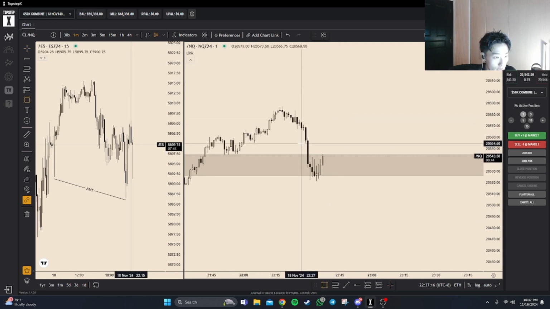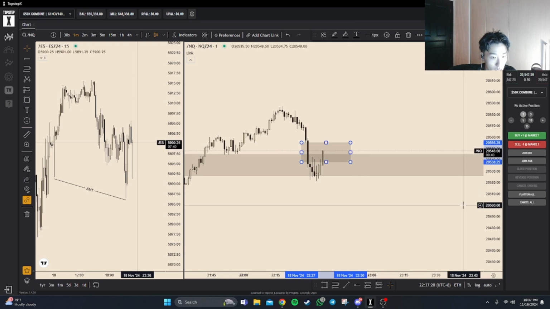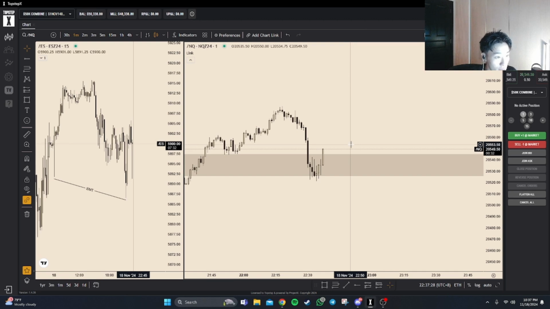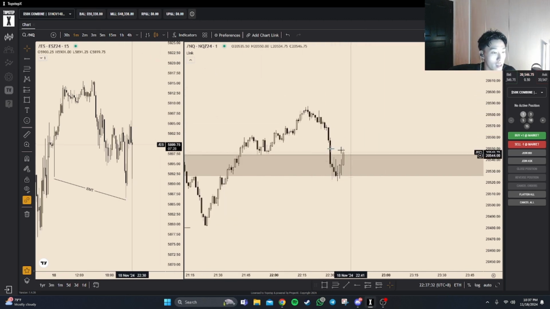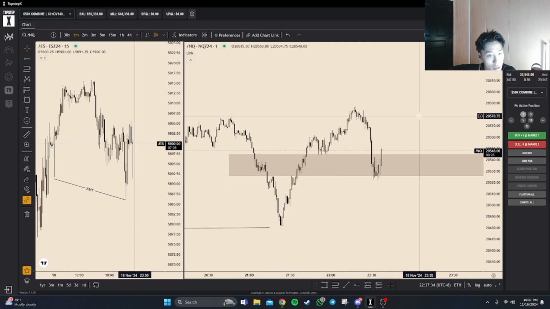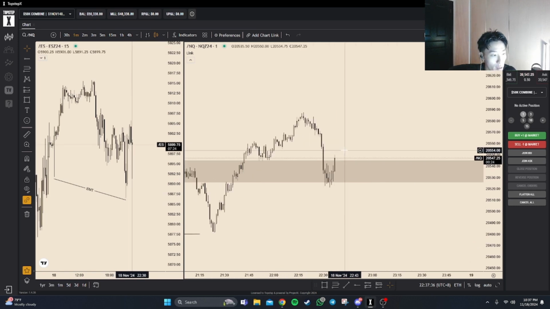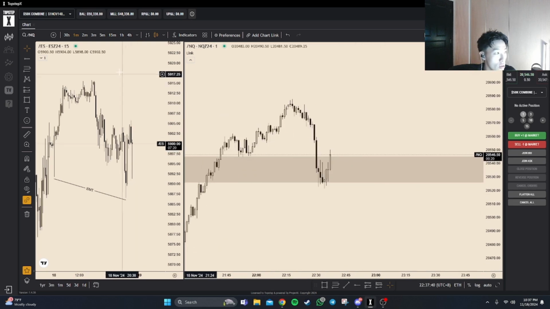And if I measure this, how much is it, a 17-point stop loss. It'll be more than that, so I'm not gonna enter yet because the risk is too much. I can enter with micros, but I don't want to use micros. I just want to enter with one mini.